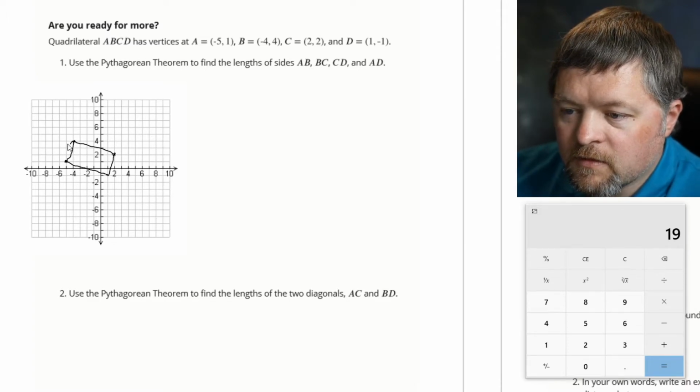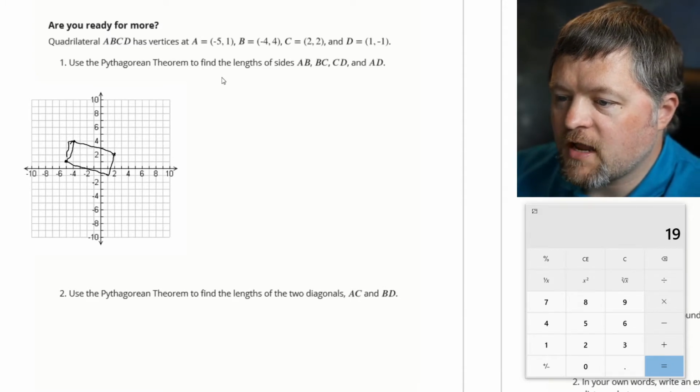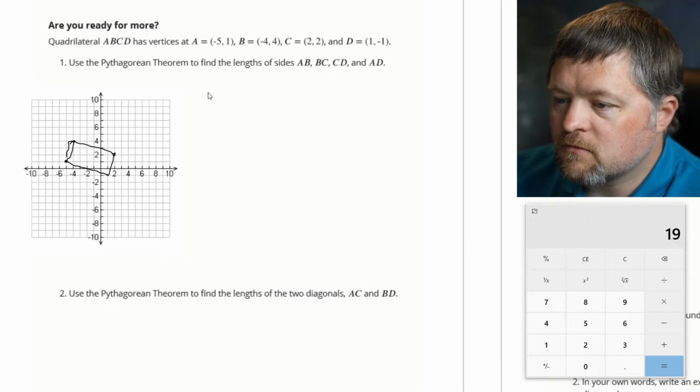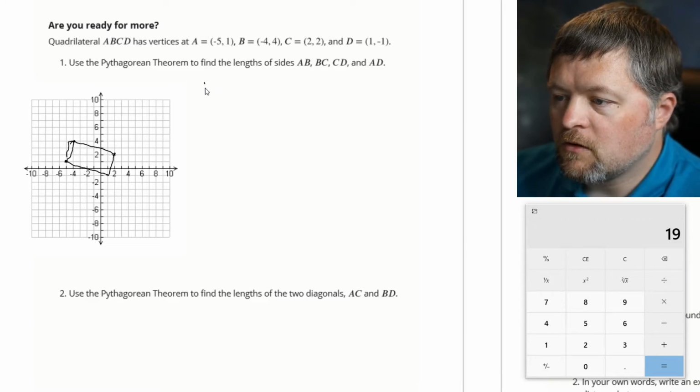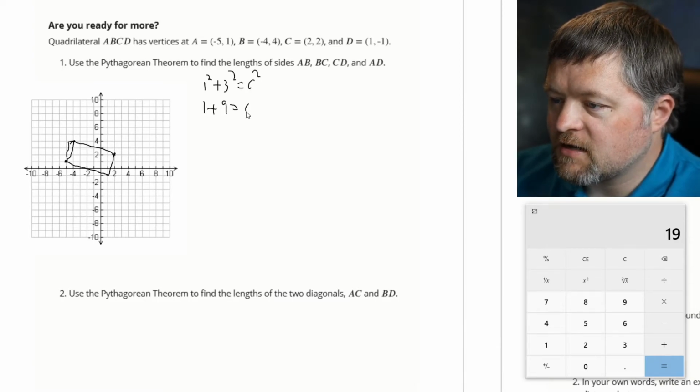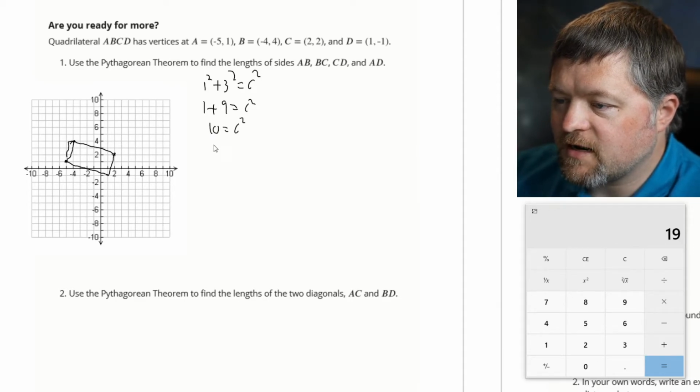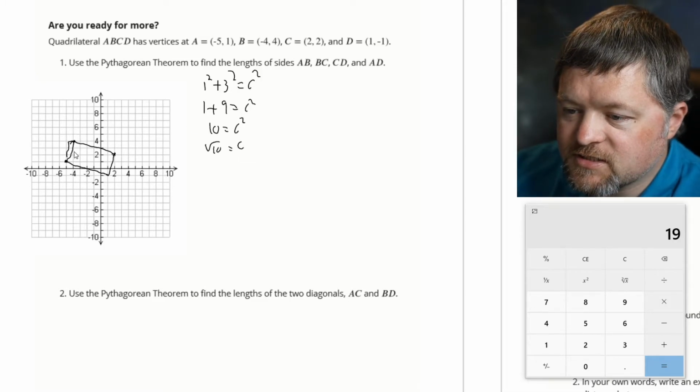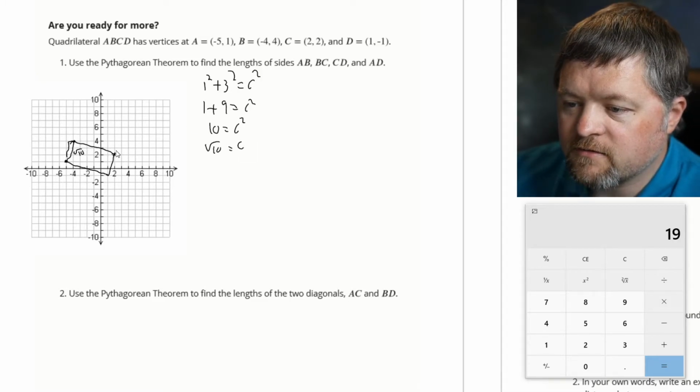So, this side here, if we look, that is a 1 by 3 triangle. 1 squared plus 3 squared equals c squared. 1 plus 9 equals c squared. 10 equals c squared. So the square root of 10 is equal to c. So this side length here is the square root of 10.